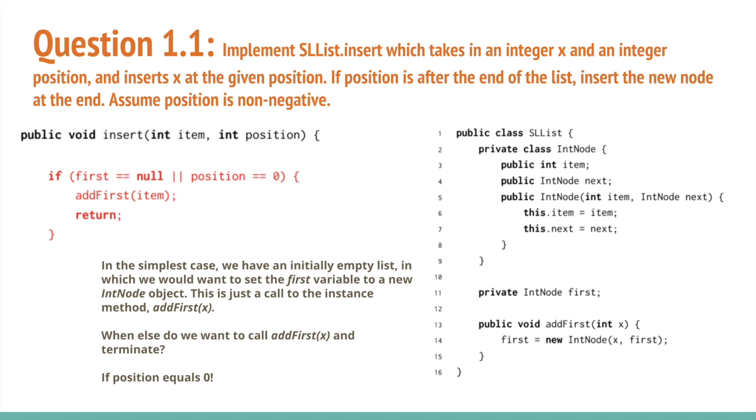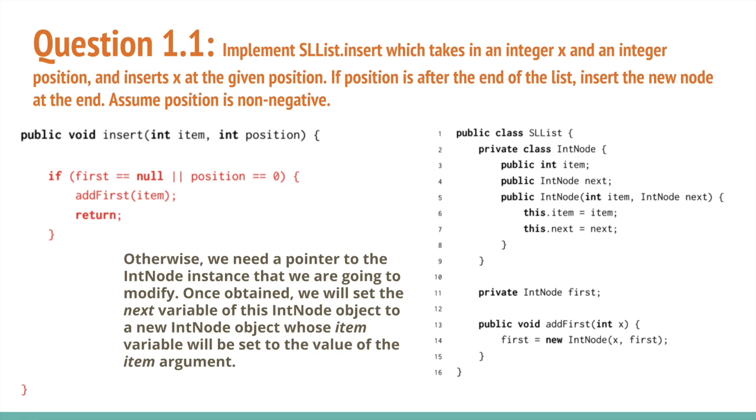So to begin, we have if first is equal to null, or if position is equal to 0, then we're going to call addFirst on item and then return. Otherwise, we would need a pointer to the IntNode instance that we are going to modify. Once this is obtained, we will set the next variable of this IntNode object to a new IntNode object whose item variable will be set to the value of the item argument that was passed into the function.